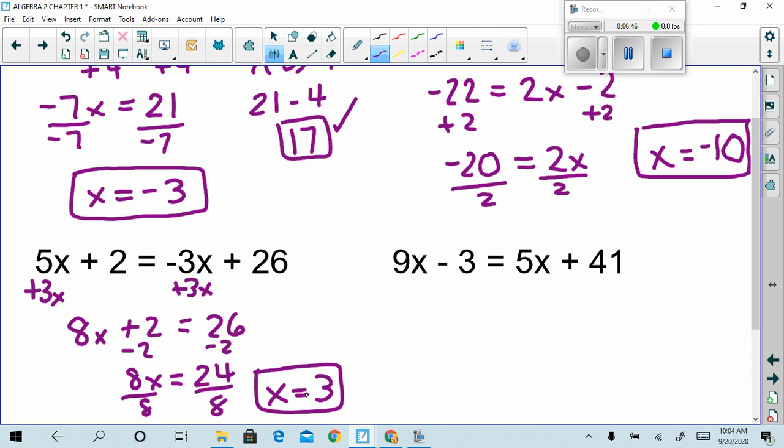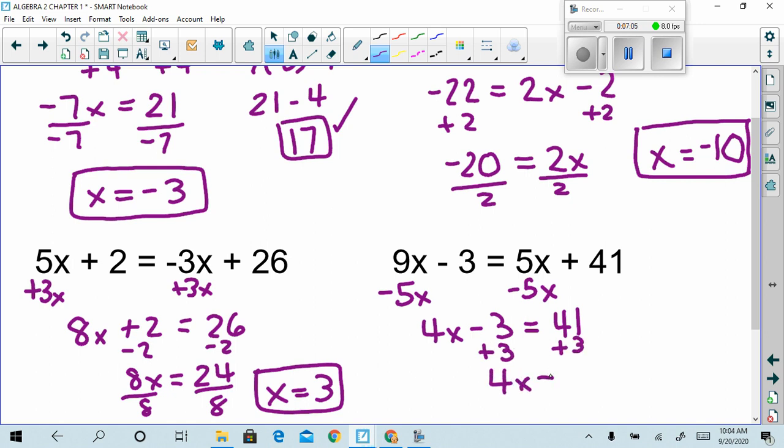Fourth problem, variables on both sides of the equal to sign, which means I'm going to use an inverse operation to collect them on one side. 4x minus 3 is equal to 41. Let's now add 3 and divide by 4. Solution, x is equal to 11. So that's everything we've done so far with solving equations. And these two slides were a good sample of the different types that we've already illustrated.